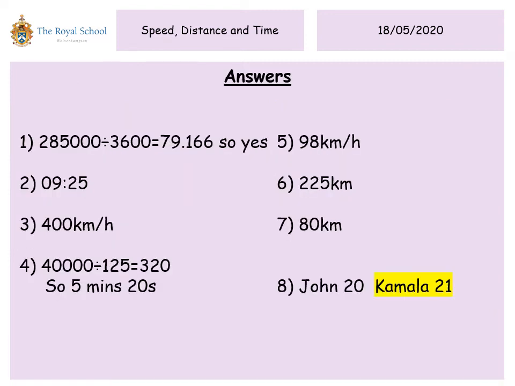Okay, answers as follows then. So number one, just make sure you're converting the units here. If we turn our kilometers into meters by timesing by 1,000, and then we need to convert our hour into seconds by doing 60 minutes times 60 seconds to get our 3,600. It's pretty close to 80 there, so let's go for a yes.